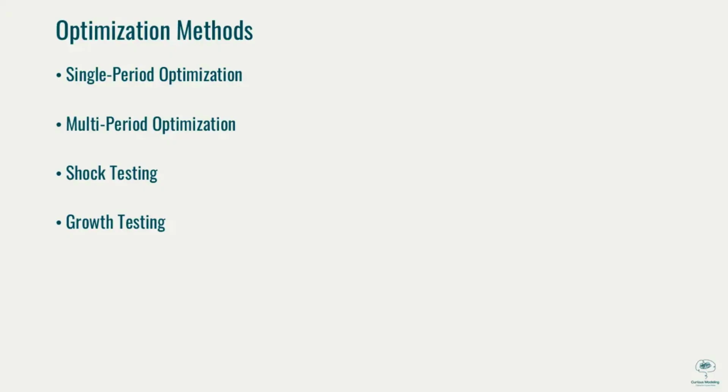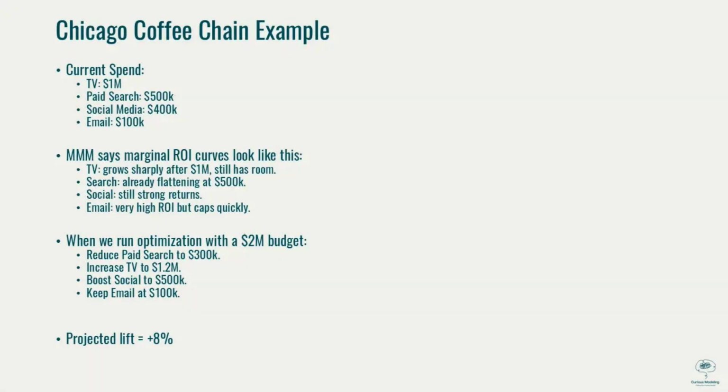So let's take an example of a Chicago brand store. So imagine you're managing the marketing spend for a Chicago coffee chain. Your current spend looks like this. So let's say you've got $1 million in TV, $500,000 in paid search, 400 in social media and email at 100. Let's say your marketing mix model says marginal ROI curves look like this.